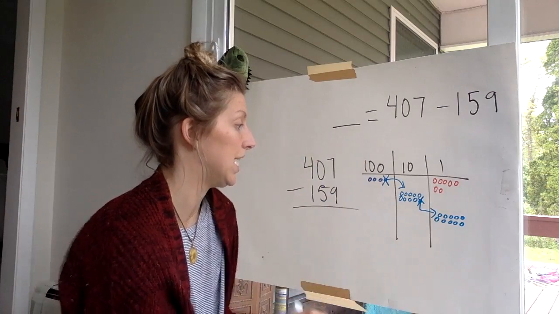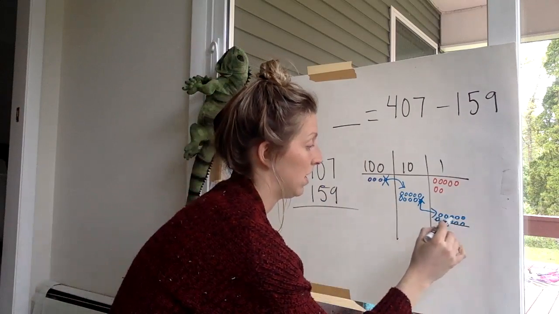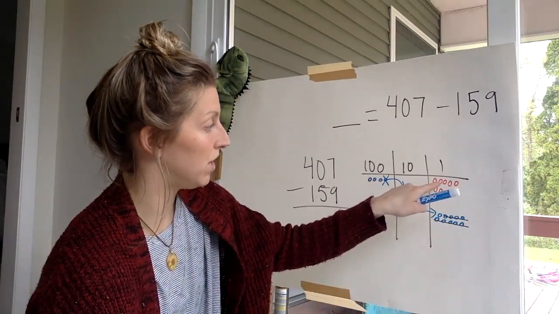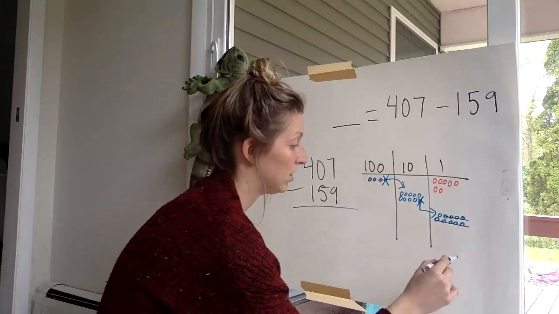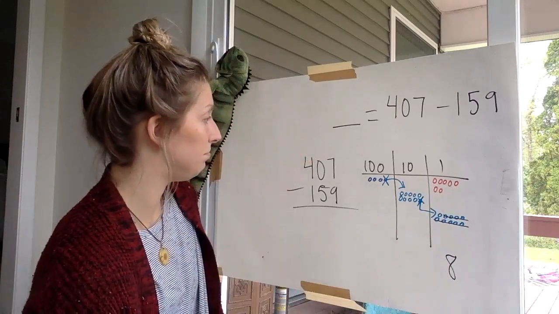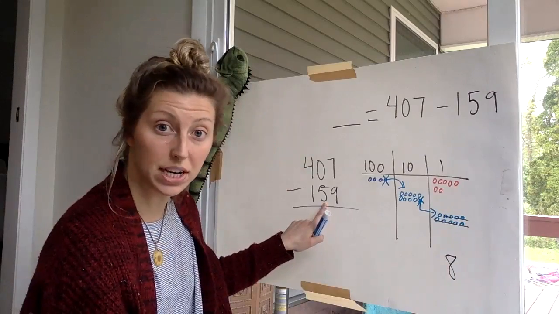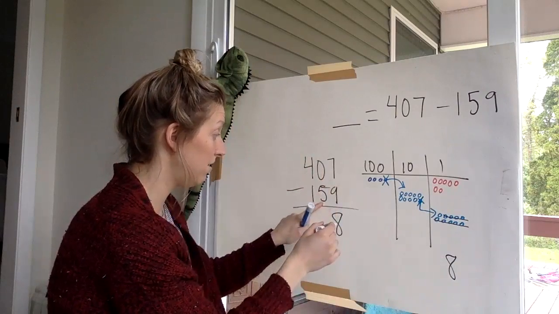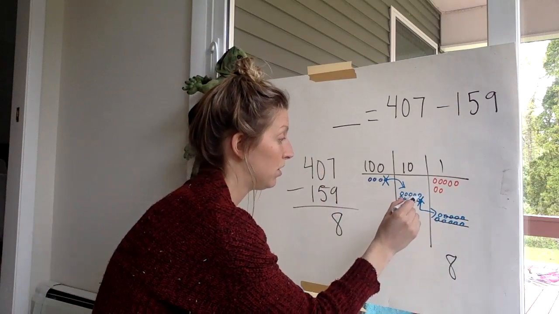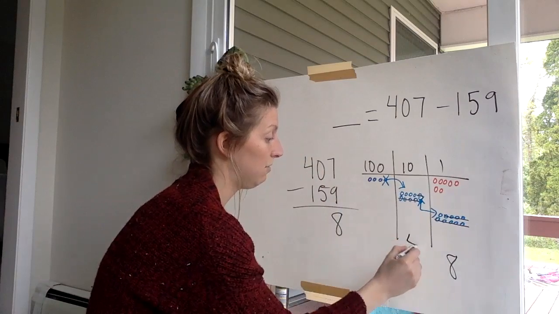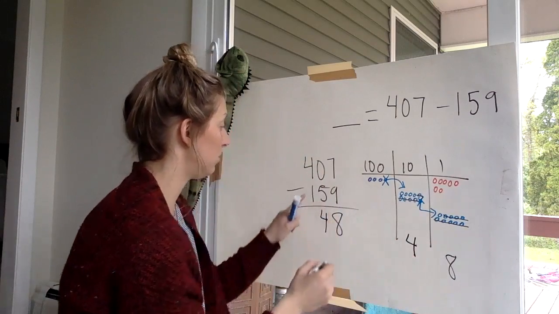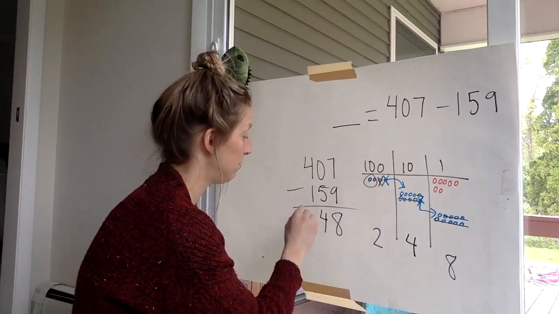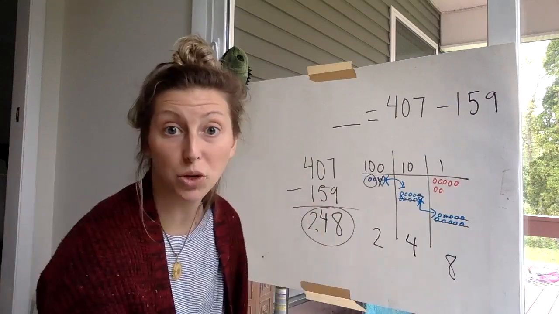We took away 9: 5, 6, 7, 8, 9. There's one left. So we have 1, 2, 3, 4, 5, 6, 7, 8. So 8 left here. Then how many tens are we going to take away? We have 8 right here. Now we have to take away 5 tens: 1, 2, 3, 4, 5. We have 4 left. Then we're taking away 1 of the hundreds, and there's 2 left there. So our answer is 248.